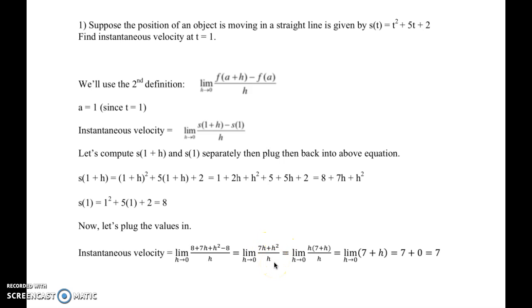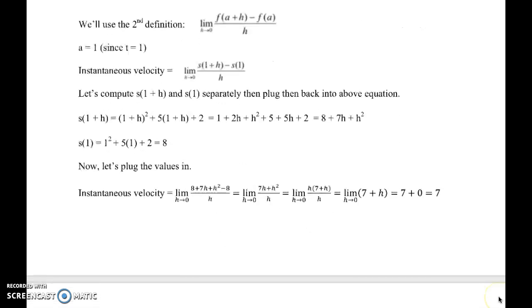And what we're looking at now is we're going to pull out the h that we can out of the numerator and cancel. And now we can just take the limit of 7 plus h. Now as h approaches 0, because it's not undefined in any way, we can just plug in 0 for h, and we find that our instantaneous velocity is 7 plus 0, or simply just 7.